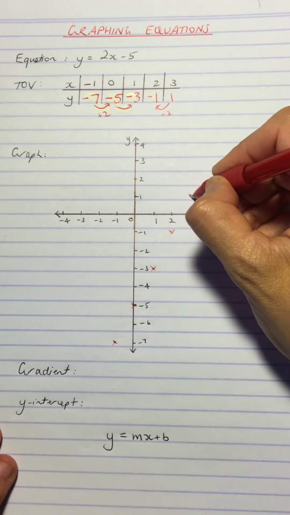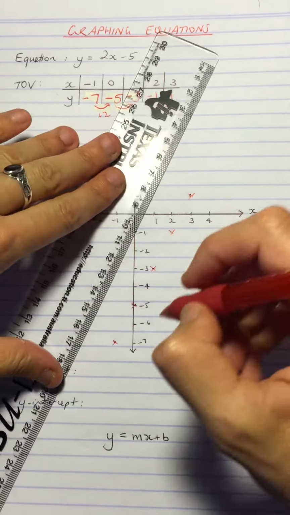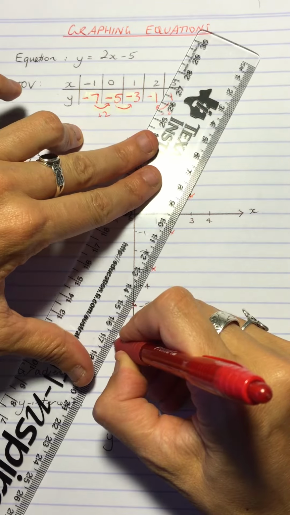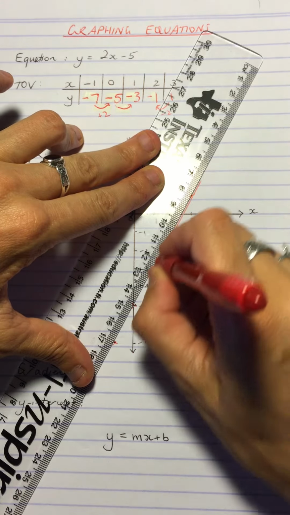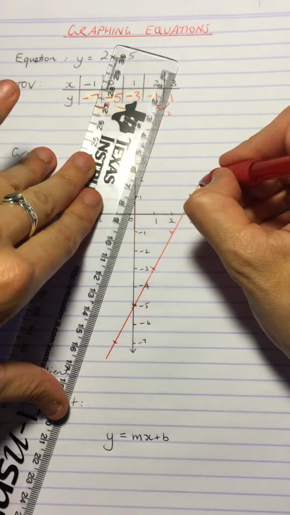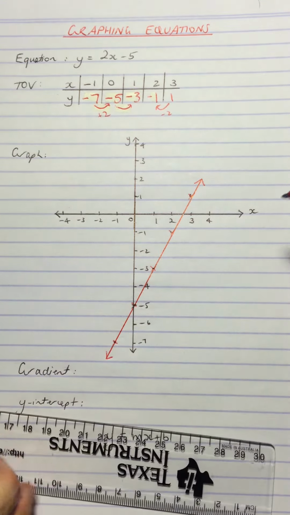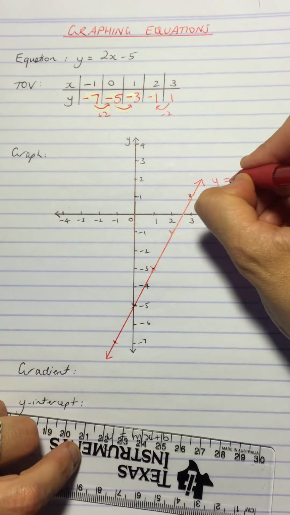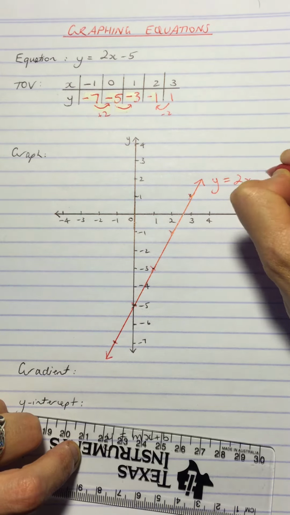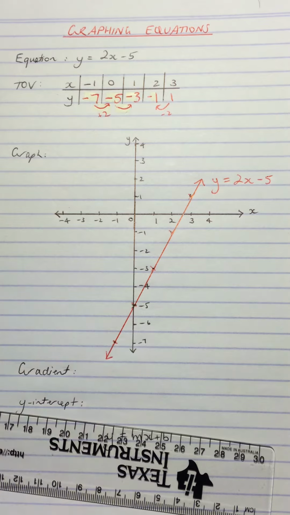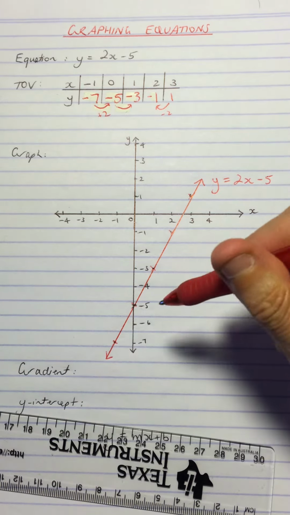Now when we plot these points, minus 1, minus 7, 0, minus 5, 1, minus 3, and 2, minus 1, and 3, 1, I've got enough points that they connect and make a straight line. And since they all fit on the same straight line, I know my line is correct. When graphing, don't forget to put arrows on your line to indicate that the line continues. And it's always lovely to label it as well. 2x minus 5, fantastic.